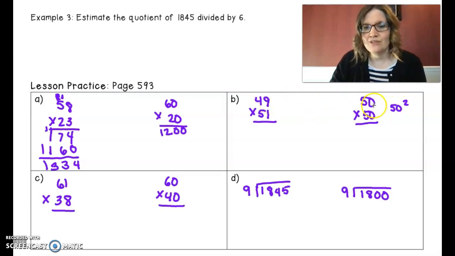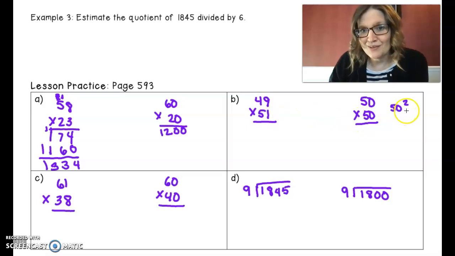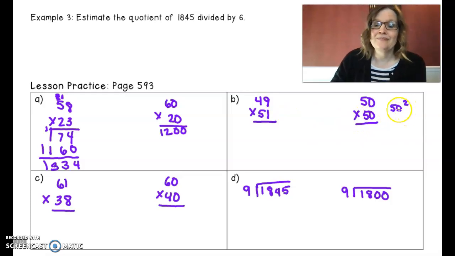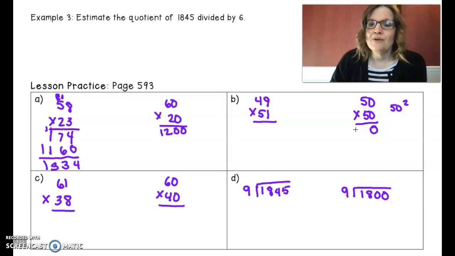49 rounds to 50 and 51 rounds to 50, which I put on the little side, 50 squared. Let's do this. 0, and we know that 5 times 5 is 25, so 2,500. Now let's go for the exact answer. 1 times 9 is 9. 1 times 4 is 4. Put our 0 in its placeholder.